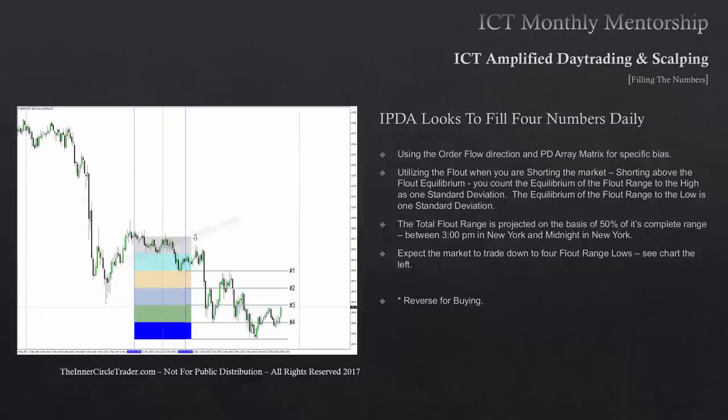and midnight New York time. You can see the respective level 2 or second number to fill, which is the third float range low. The fourth low of the float range is actually number 4 of the range. And the final fourth is seen with the fourth number in the daily range numbers to be filled.